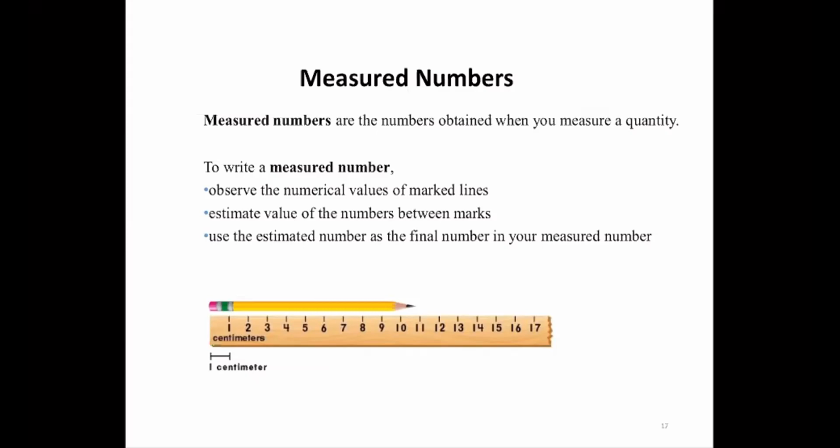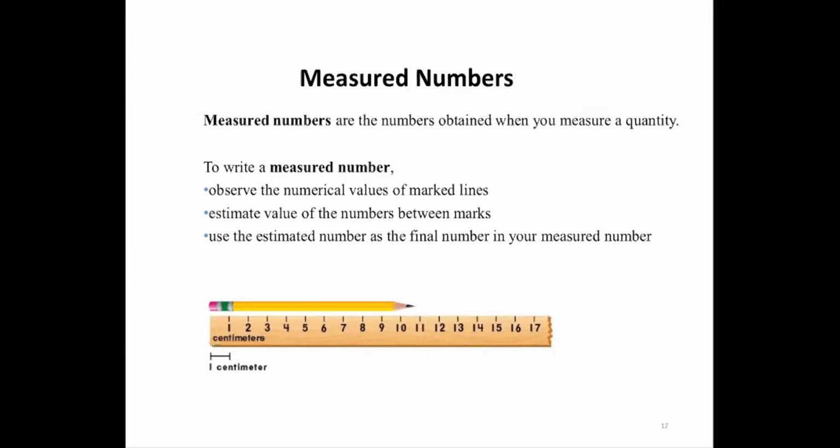And this is how a measured number goes. A measured number, you need to write it such that you express the observed numerical value based on the marked lines that we have. And you're always going to have an estimated value present in it.